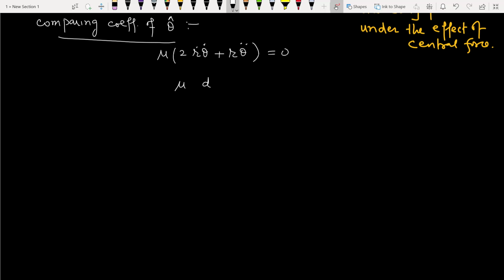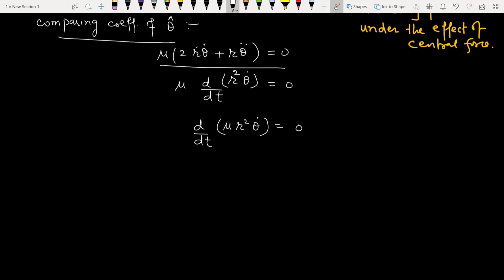So now we will see what this equation reduces to. It can be written like this: d by dt of r square theta dot. You differentiate this and you will get this equation. So it is a reverse step of that. d by dt of mu, since mu is constant, can be taken inside. The derivative of a quantity is 0, so that quantity is constant.